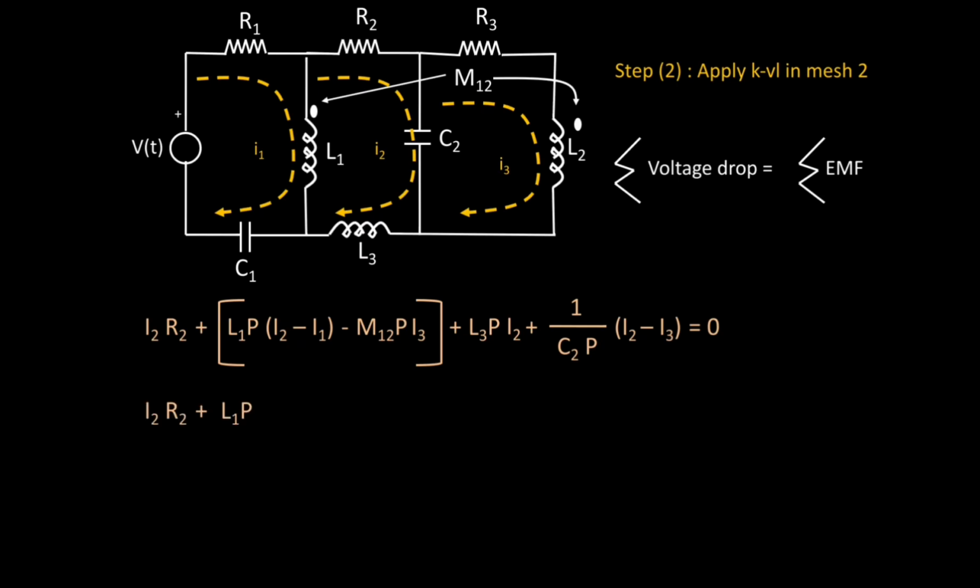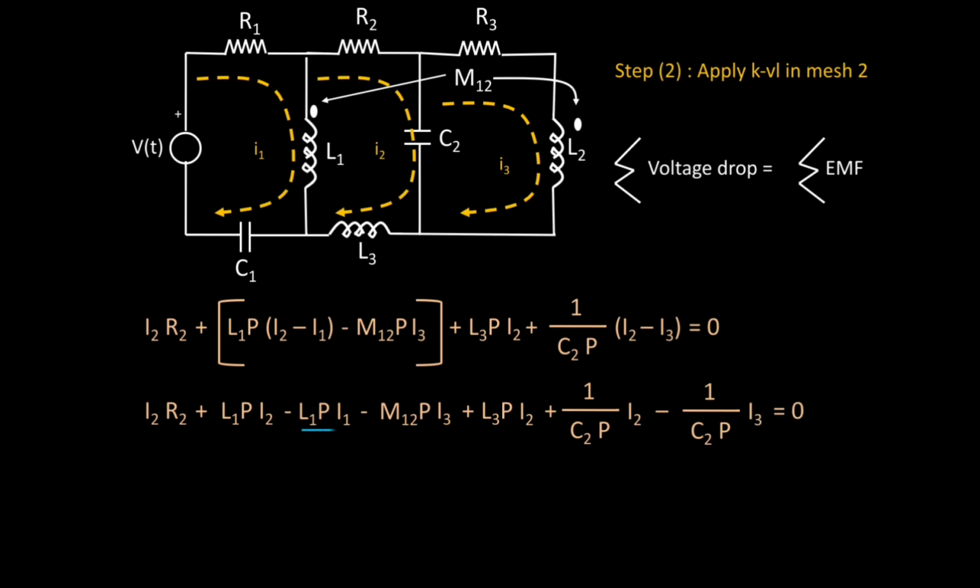So we are having I2R2 plus L1PI2 minus L1PI1 minus M12PI3 plus L3PI2 plus 1 upon C2PI2 minus 1 upon C2PI3 is equal to 0. Now again we will take common, so we will collect the terms. So we are having I1 here, then I2, then collecting the terms of I2, again I2, and then I3 we are having, we are just marking it.